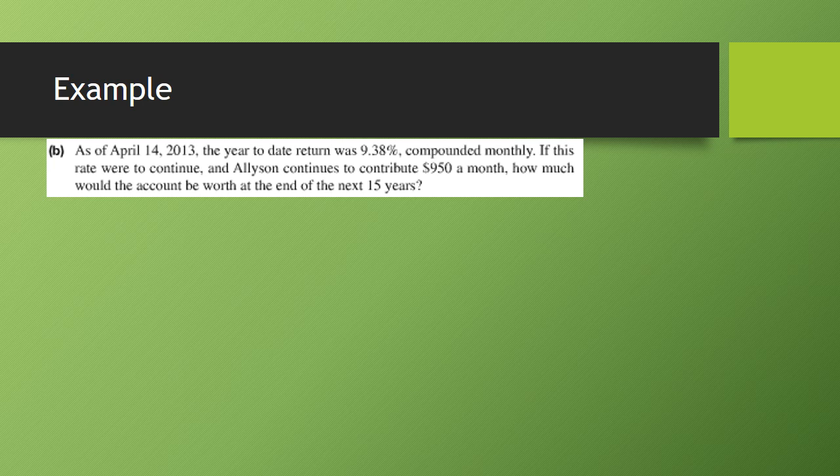If this rate were to continue and Allison continues to contribute $950 a month, how much would the account be worth at the end of the next 15 years? Okay, pause the recording, give this a try, and then resume the recording to check your answer.